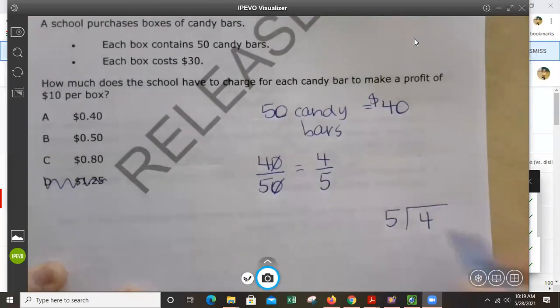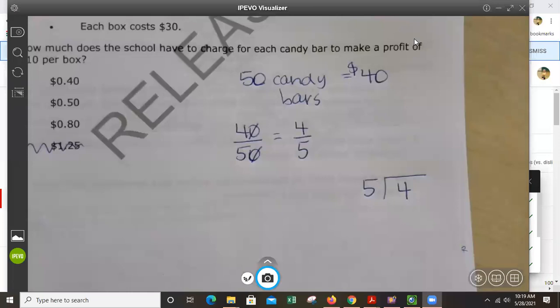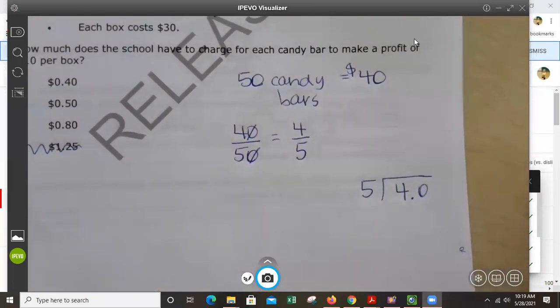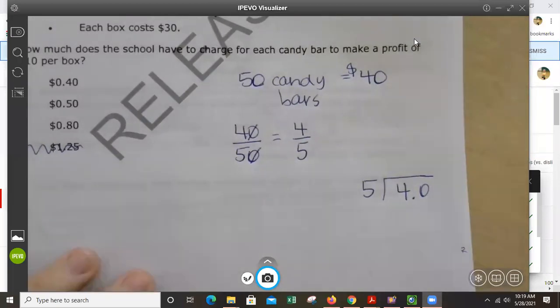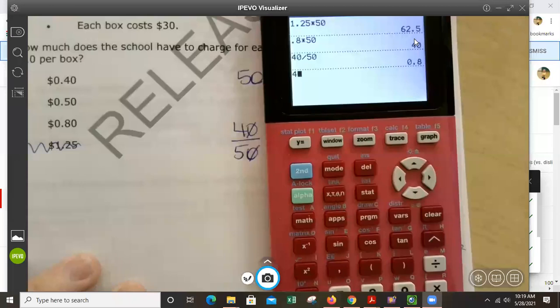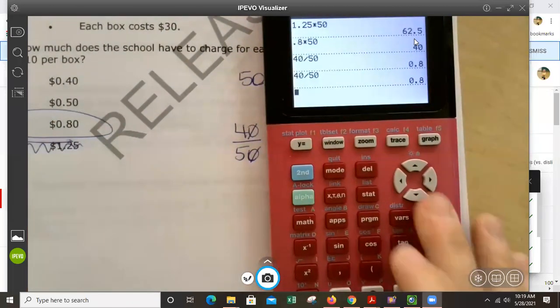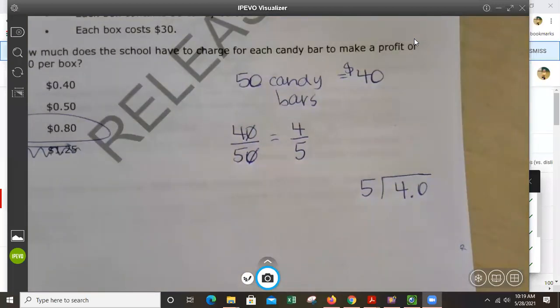If you divide it, it'll be like this. How many times will 5 go into 4? Since it won't go any, I put a decimal. This is old school. We don't have a calculator. Never mind, this is calculator active. That's my fault. Just do 40 over 50 and you get 0.8. I apologize, y'all. I was thinking we were in the inactive part.